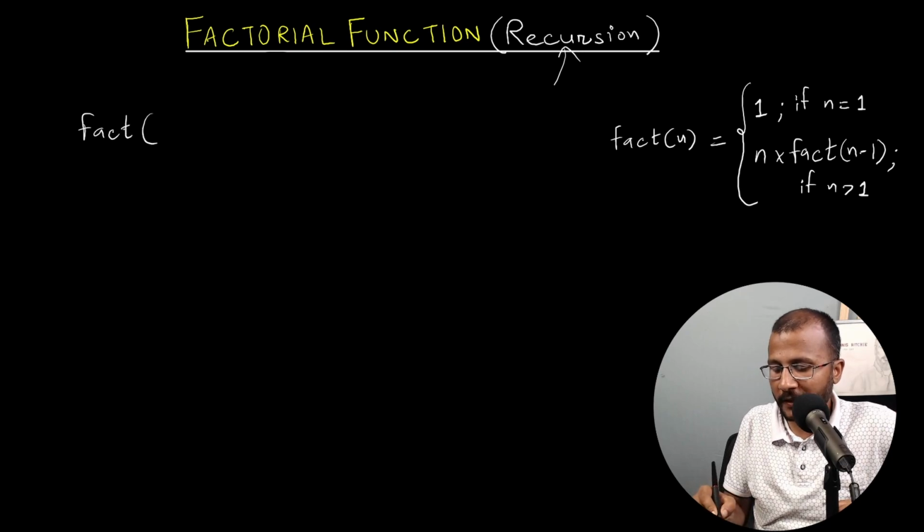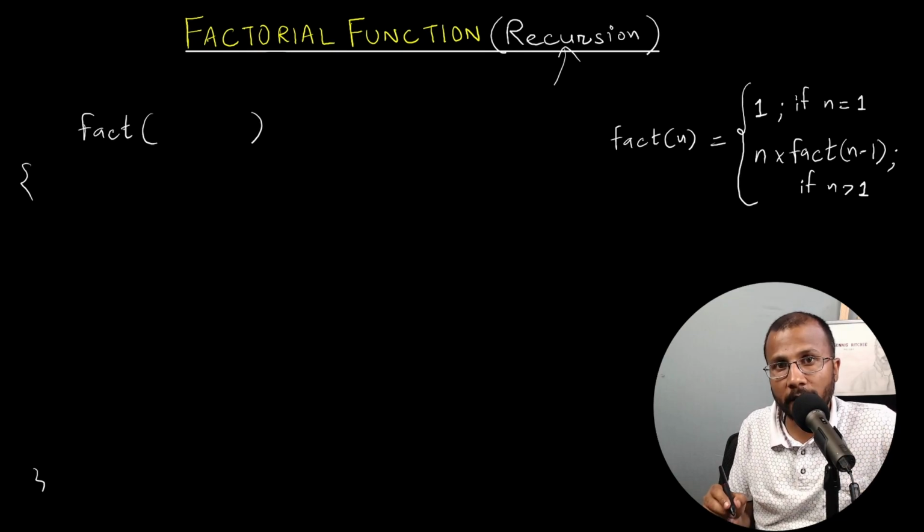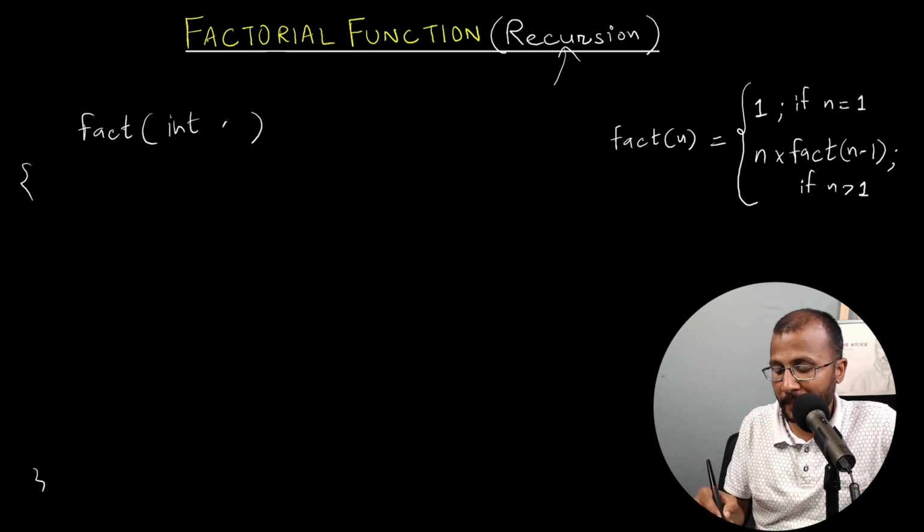Okay, now what would be the input for this function and what would be the return type of this function? Now this factorial function, because I need to find a factorial of a number, right? So it will take an integer number n as the argument. So I'll write int n because I'm trying to find the factorial of n.